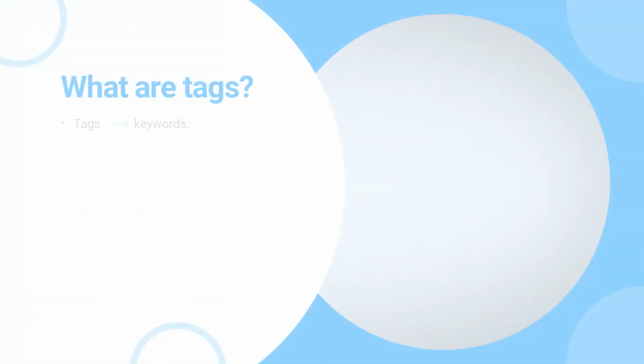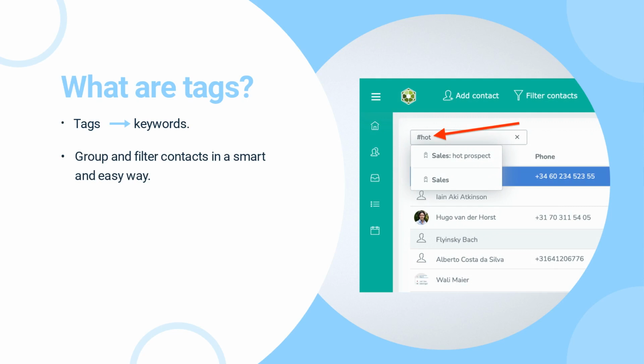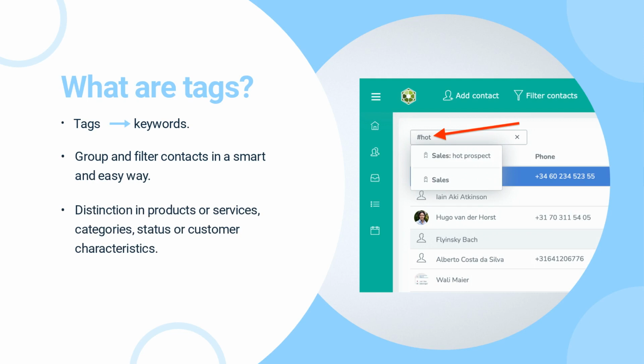Tags are keywords that you can give to all your contacts. By using tags, you can group and filter your contacts in a smart and easy way. For example, you can distinguish between products or services, categories, a certain status, or customer characteristics. And you can divide common tags into groups and give them different colors.